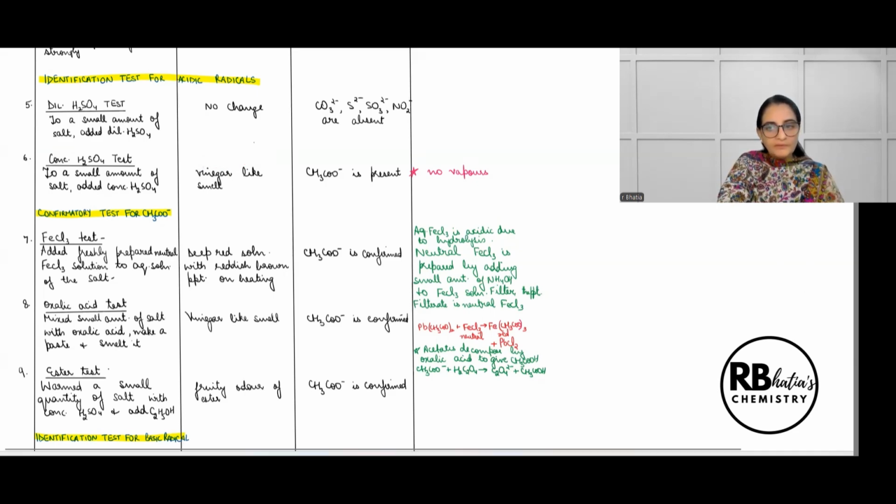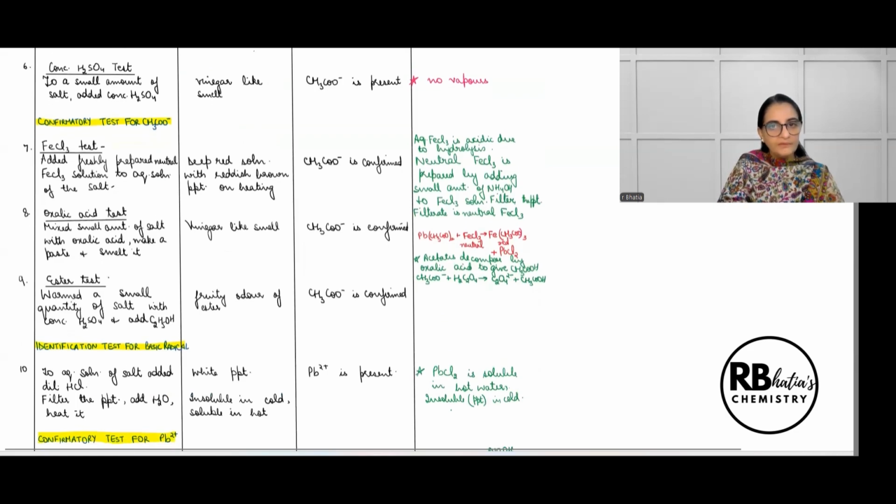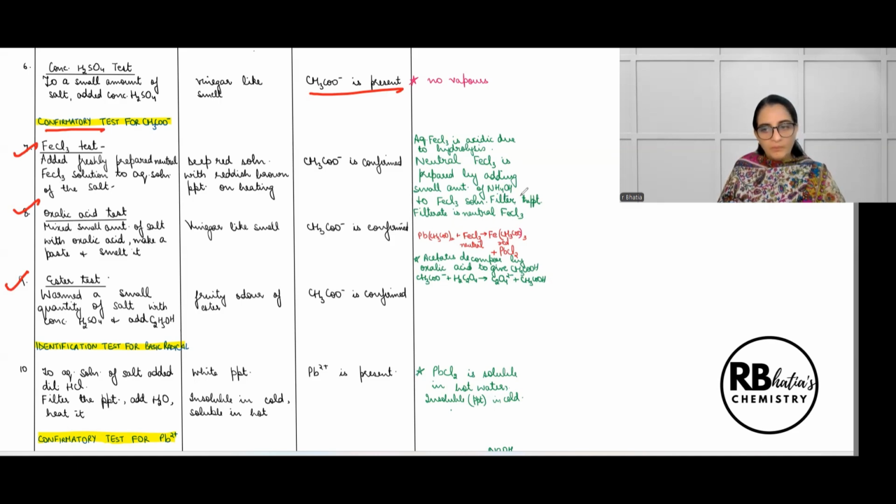Now, after this, we are going to write confirmatory tests for the acid radical. Once the acid radical has been found, like acetate is present, then write the confirmatory tests for acetate, any two confirmatory tests, whatever you've done. You don't need to write three. You can write just two confirmatory tests depending upon what you've done in your school. So that completes acid radical analysis.